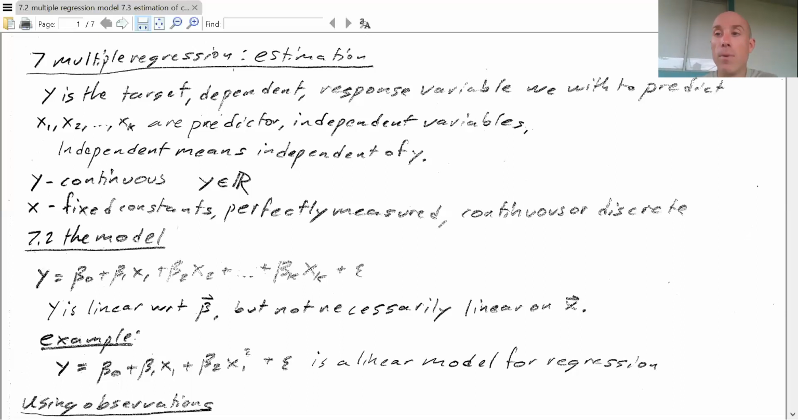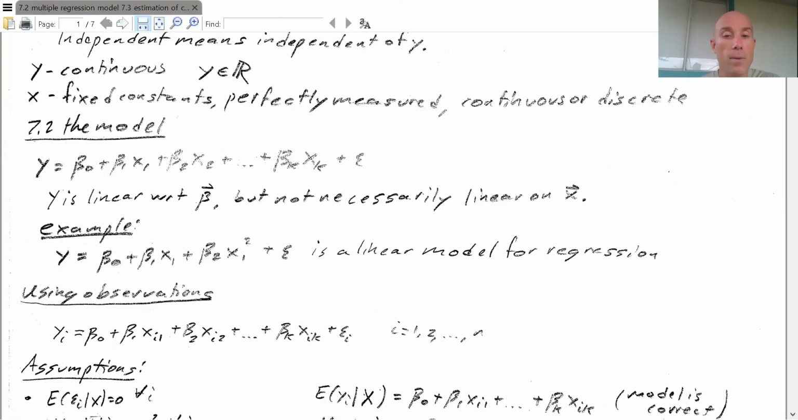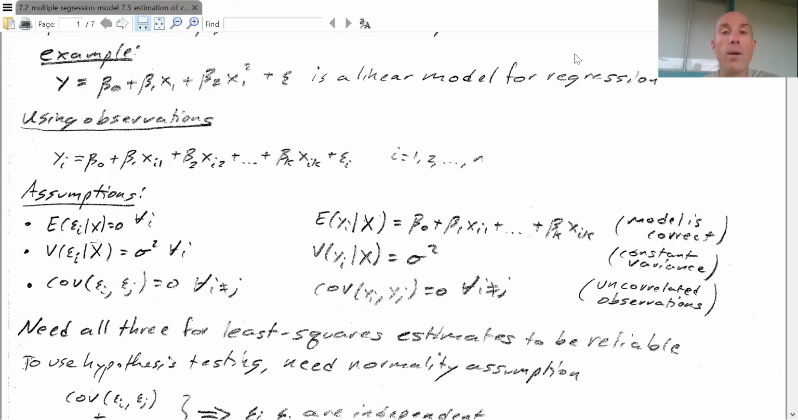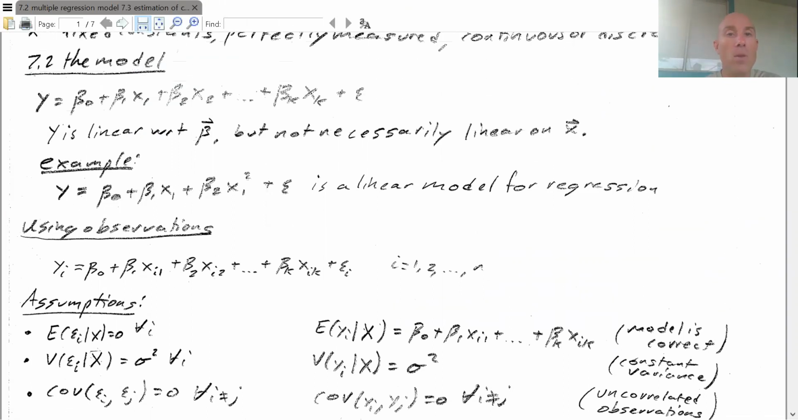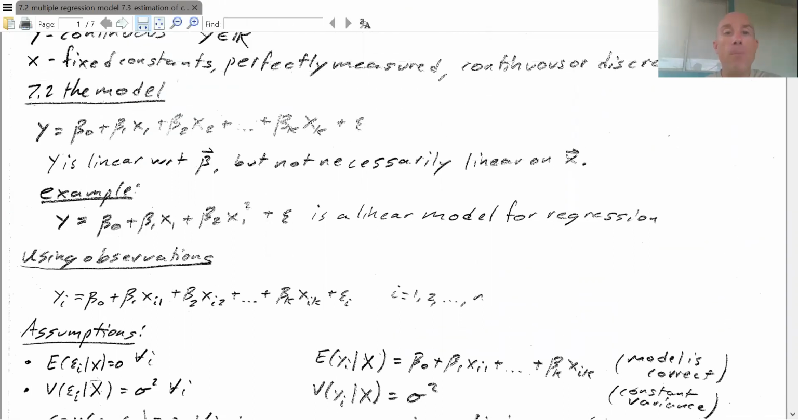Okay, so what's our equation going to be for this when we're using our actual observed data? Up here, notice that I'm not specifying any observed values.